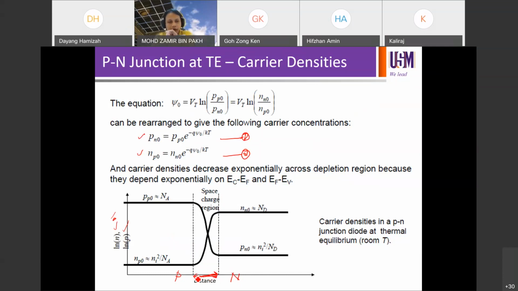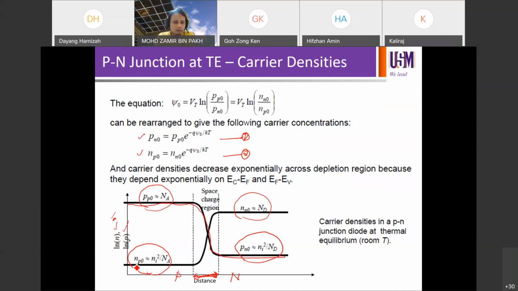As we discussed before, we can represent it in another way: in P-type, PP0 is equal to Na, and the minority carrier electrons are given by NP0, which is equal to Ni squared over Na. On the other hand, in N-type material, the majority carriers are electrons, given by NN0 equals Nd. Therefore, the minority carrier holes in N-type, PN0, equal Ni squared over Nd, right? We're going to do some calculation on this later on.